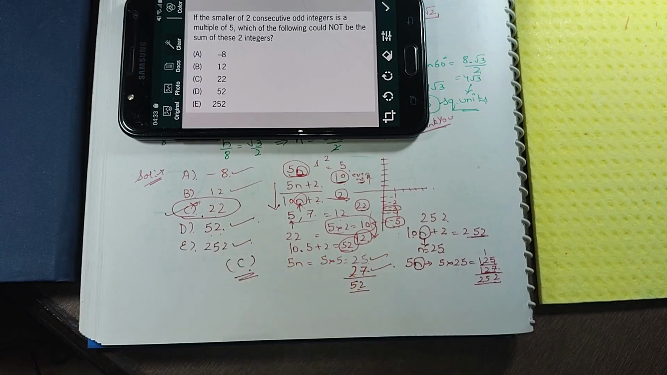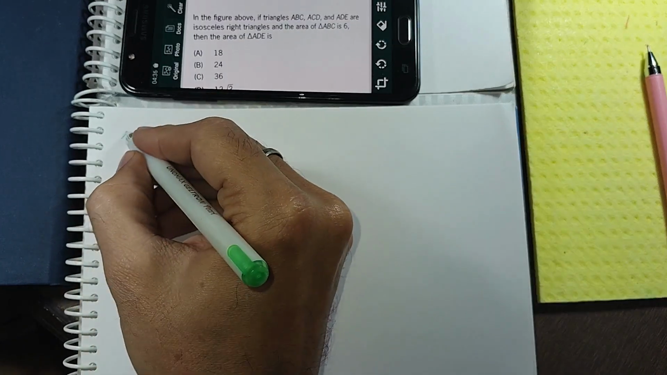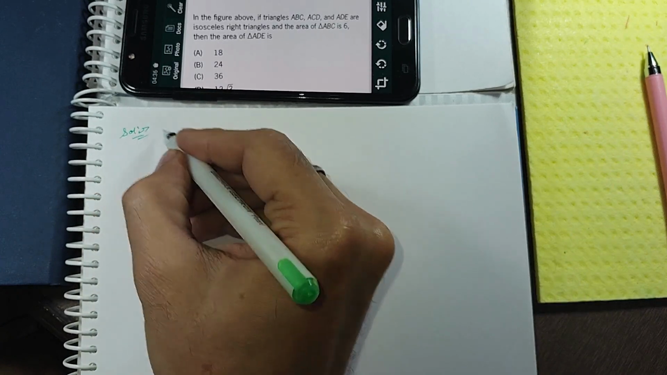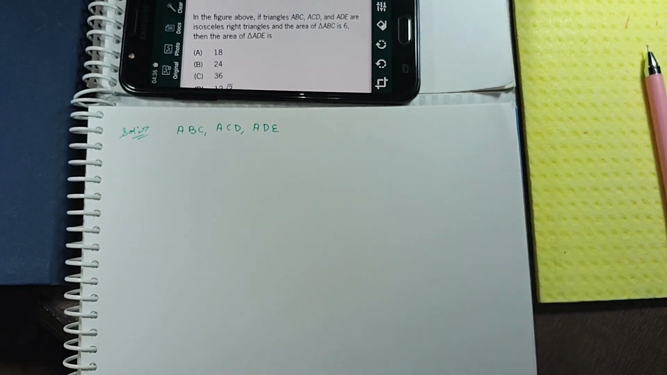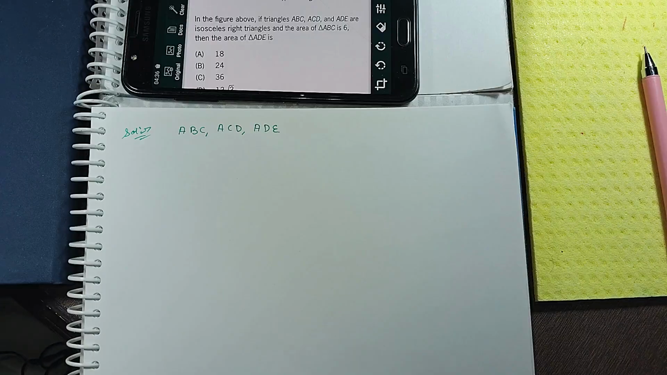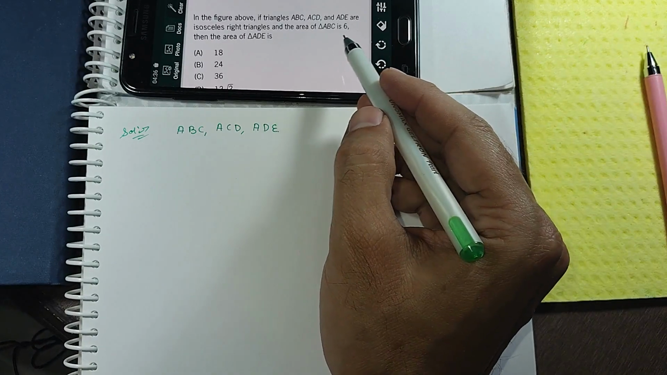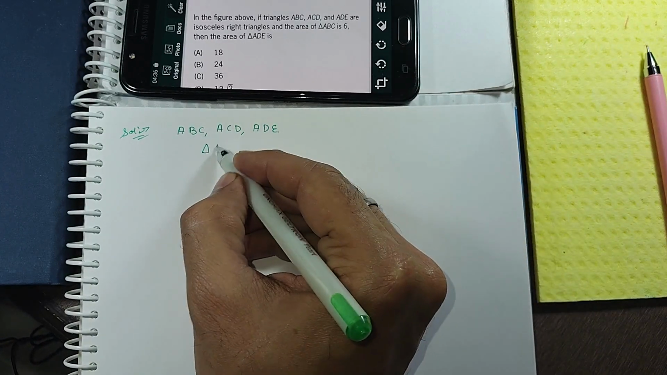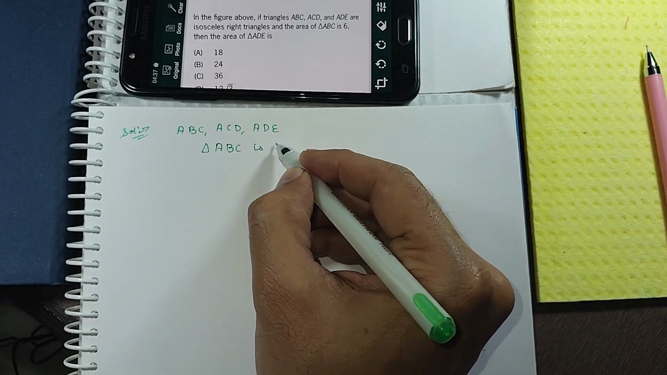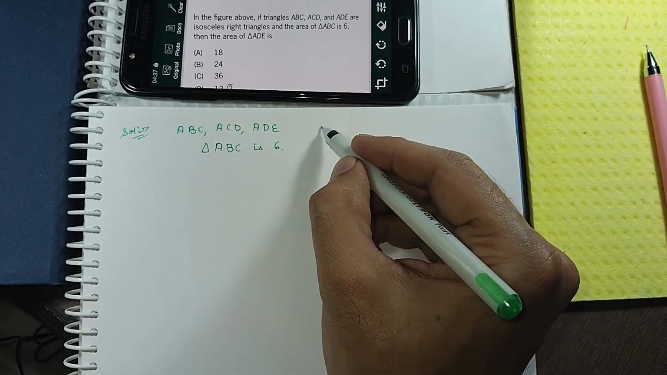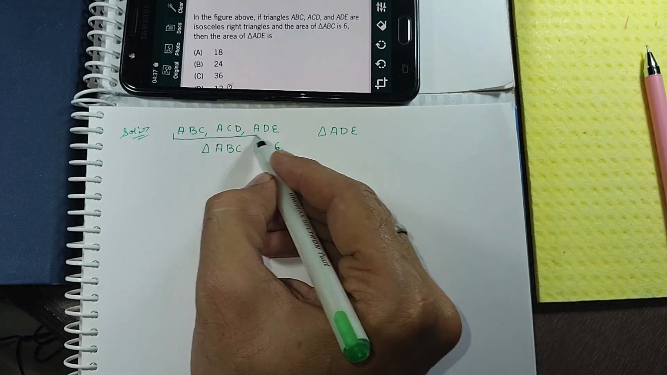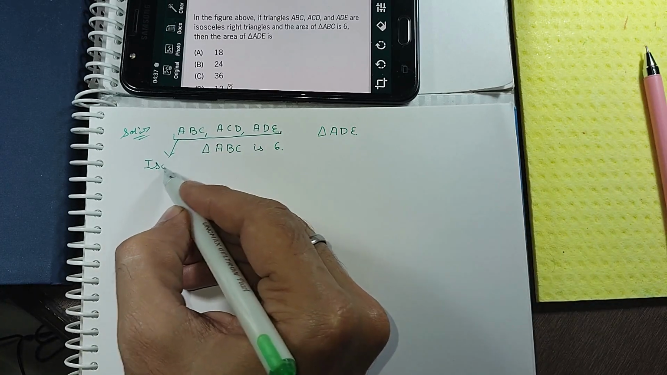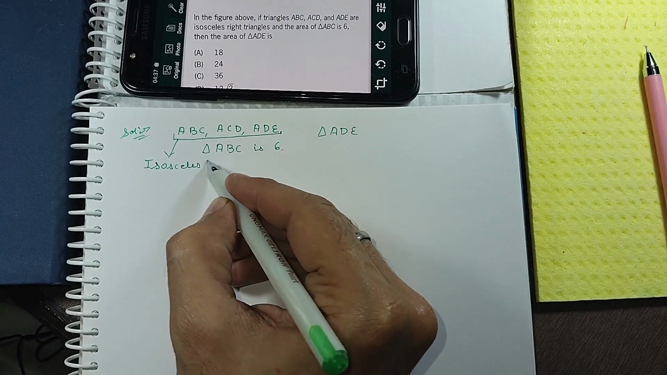Option number C. Next question: in the figure above, if triangles ABC, ACD and ADE are isosceles right triangles and the area of triangle ABC is 6, then we have to find the area of triangle ADE. Now all these are isosceles right triangles. Right? This is the given condition that these are isosceles right triangles.